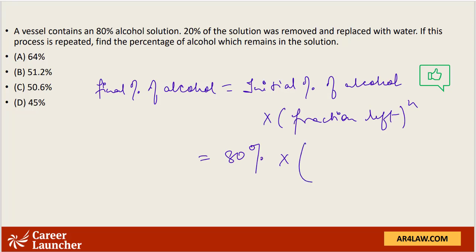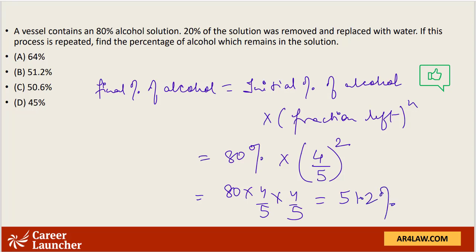So if out of 100 liters I am taking out 20 liters, I am taking 1/5 of the volume out. What is being left inside the vessel is 4/5. So the fraction left will be 4/5. The process has been done twice, so this will come out as 51.2%. Direct application of the formula.